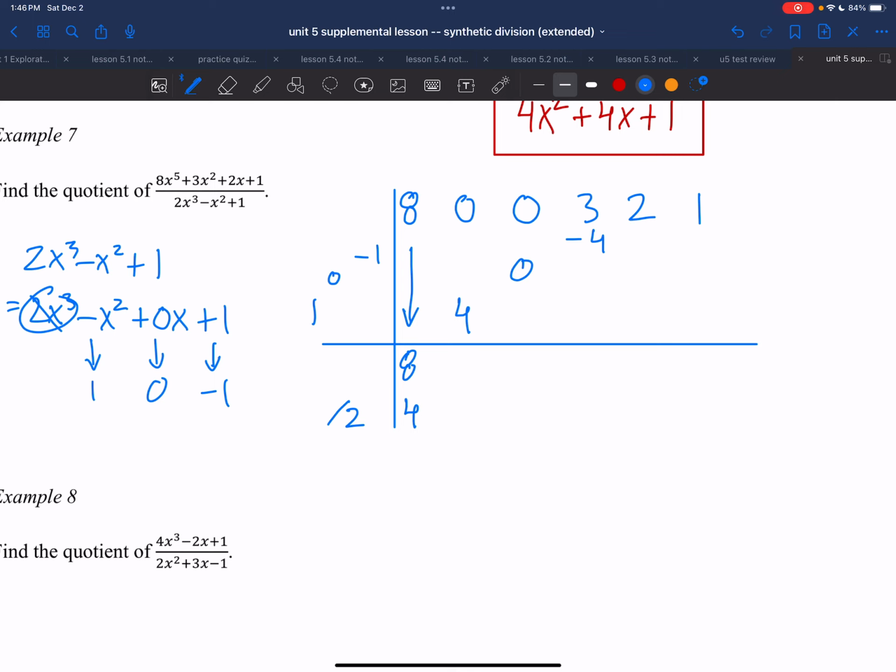Add. 0 plus 4 is 4. 4 cut in half is 2. 2 times 1 is 2. 2 times 0 is 0. 2 times negative 1 is negative 2. Add. 0 plus 2 is 2. Divide by 2 is 1. 1 times 1 is 1. 1 times 0 is 0. 1 times negative 1 is negative 1.